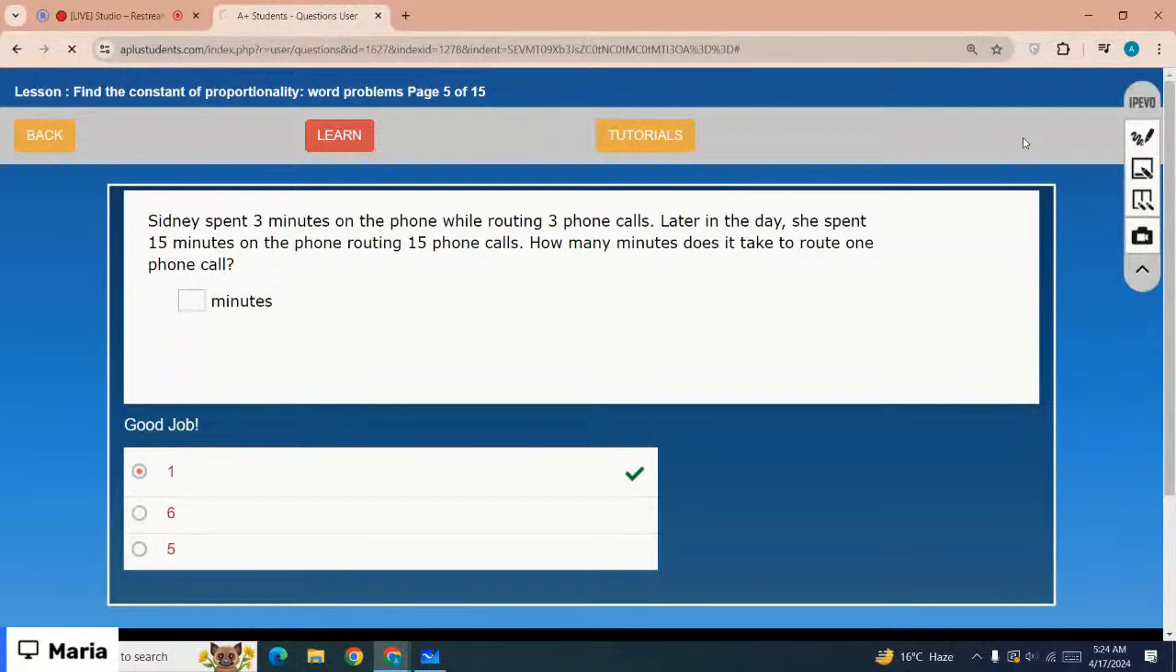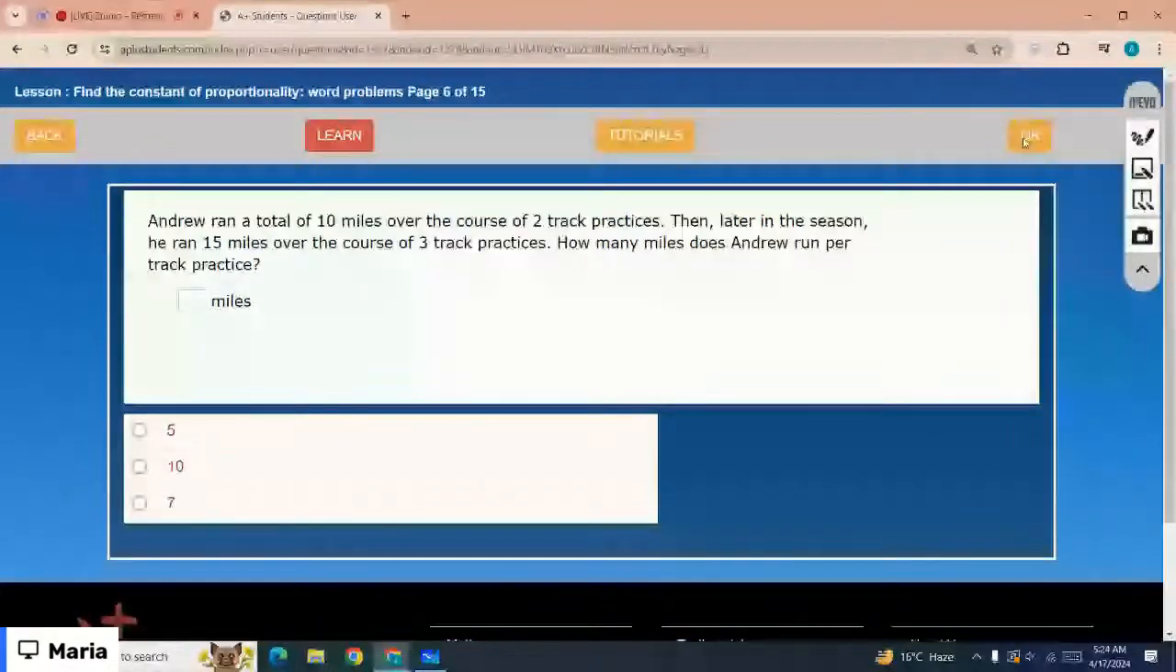Andrew ran a total of 10 miles over the course of 2 track practices. Then later in the season, he ran 15 miles over the course of 3 track practices. How many miles does Andrew run per track practice? So, which is the correct option?